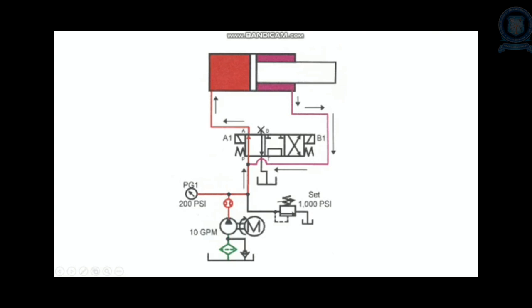Then in the second position, what happens? The fluid from the pump directly goes to the rod end of the cylinder, so retraction takes place. The fluid available in the blank end of the cylinder goes to the reservoir. This is blocked. The fluid directly enters the rod end of the cylinder. As usual, the retraction takes place, but only the extension speed increases. So these are the industrial hydraulic circuits.